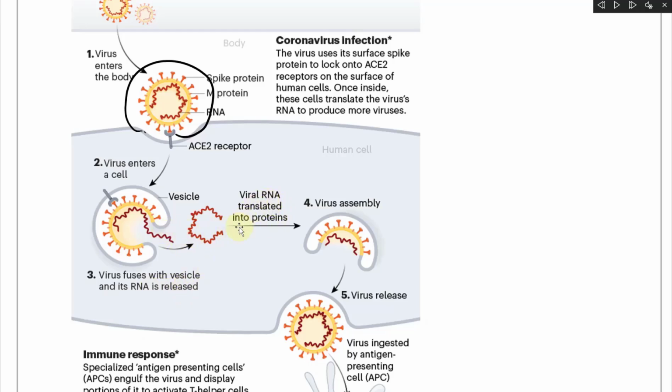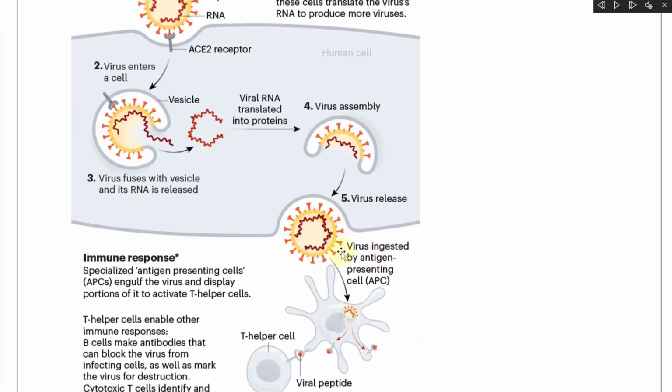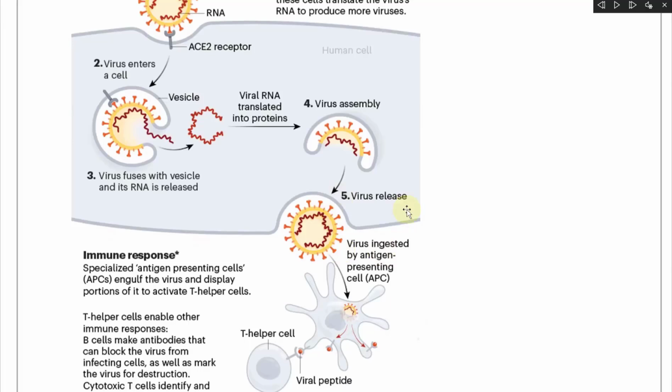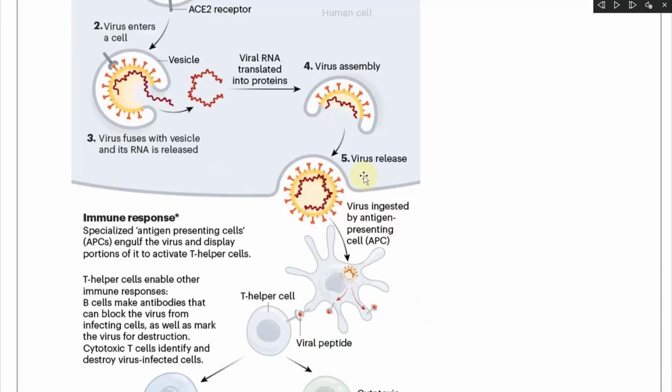And the viral RNA is translated into proteins. Somehow this gets over into the ribosomes, and then they translate it into proteins. And so virus assembly right here. It releases and goes over here. Now you have a new virus. It gets released after it replicates itself.